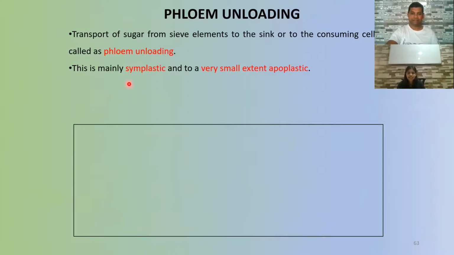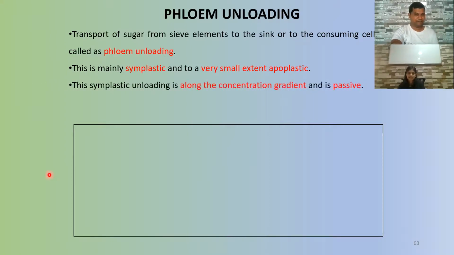The symplast pathway which is followed. You remember symplast, apoplast we had discussed. If it goes from one cell to the other, inside the cells, that is symplast. If it goes through intercellular spaces or through the membrane, then it is apoplast.